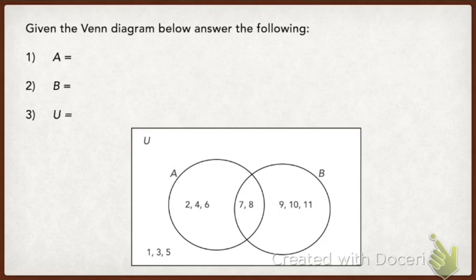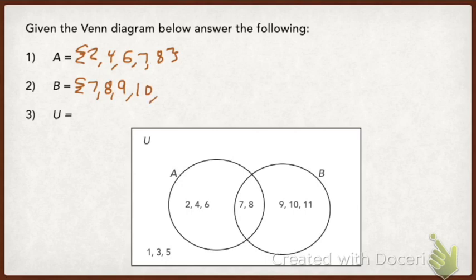It says here, given the Venn diagram below, answer the following. We want set A. Set A is everything inside the circle. So we have our set: 2, 4, 6, 7, and 8. You'll notice I'm using the curly braces. Set B is 7, 8, 9, 10, and 11.